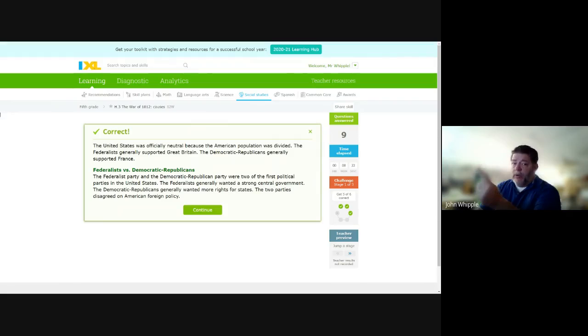We're going to go to war with Great Britain. So guess what that made Federalists look like they were? It made them look like they were traitors. This is going to hurt the Federalists. The Democratic Republicans generally supported France.